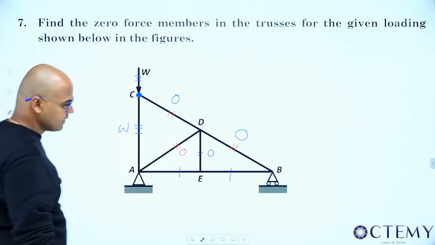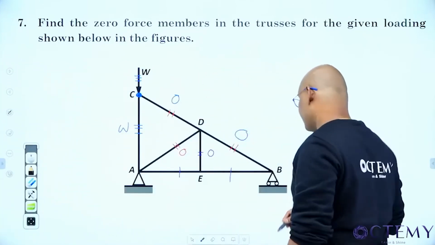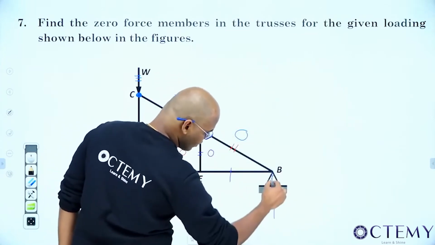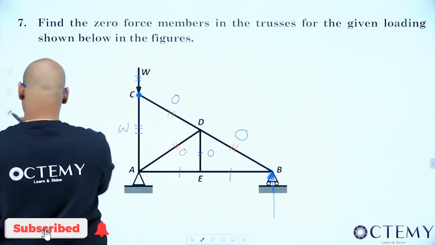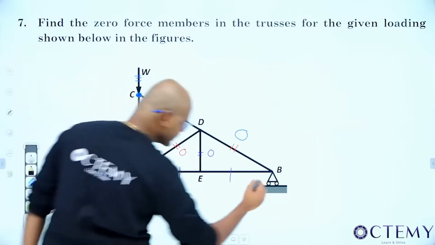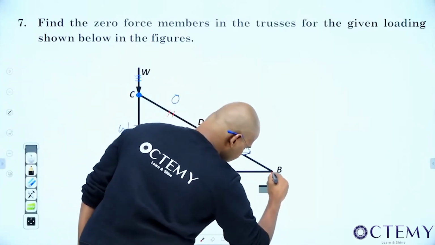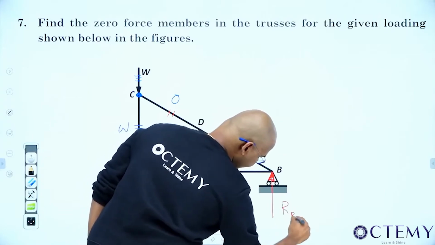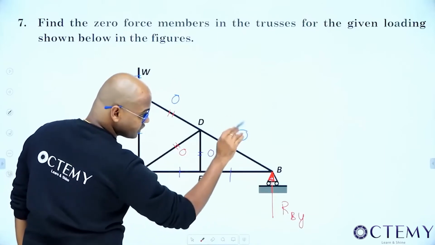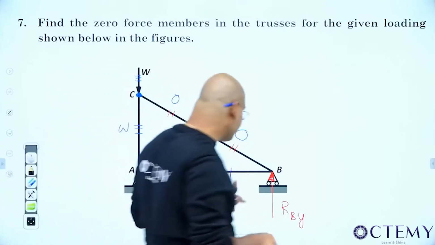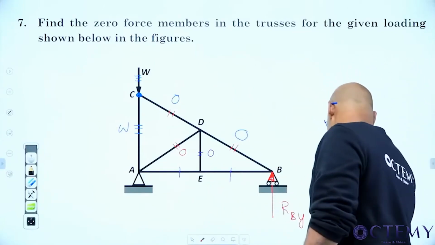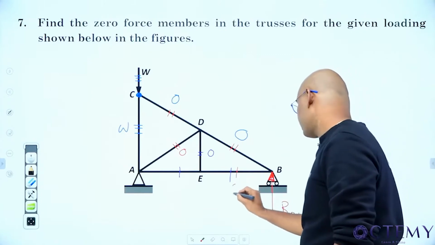Now listen. Now come here at B. How many forces are there at B? Actually BD, BE, and one more force is what? Support reaction. What is a support reaction? RBY. Now please see. 1, 2, 3. Three forces. If one force is 0, and the remaining two are in line, then they will be equal and opposite. But they are not in line. That means these two also should be equal to 0.